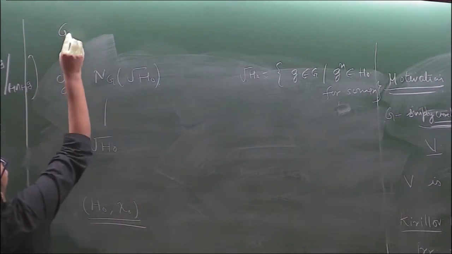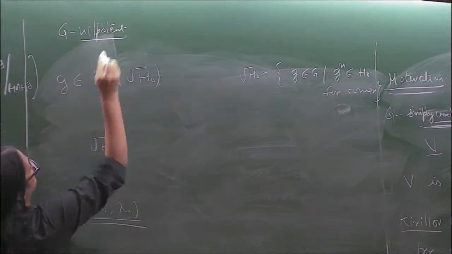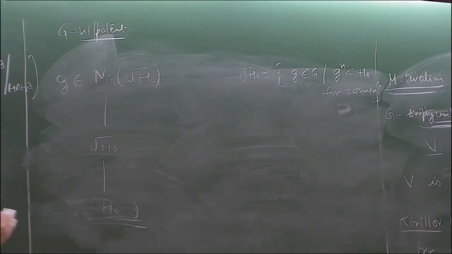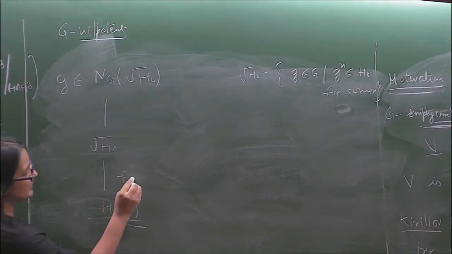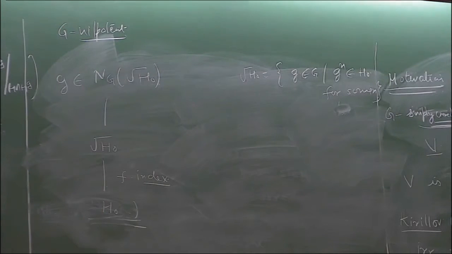So here, I'm mostly talking about G nilpotent. And now I have h naught. And so the next property that we also use is that root h naught is a finite index subgroup of root h naught. Okay?